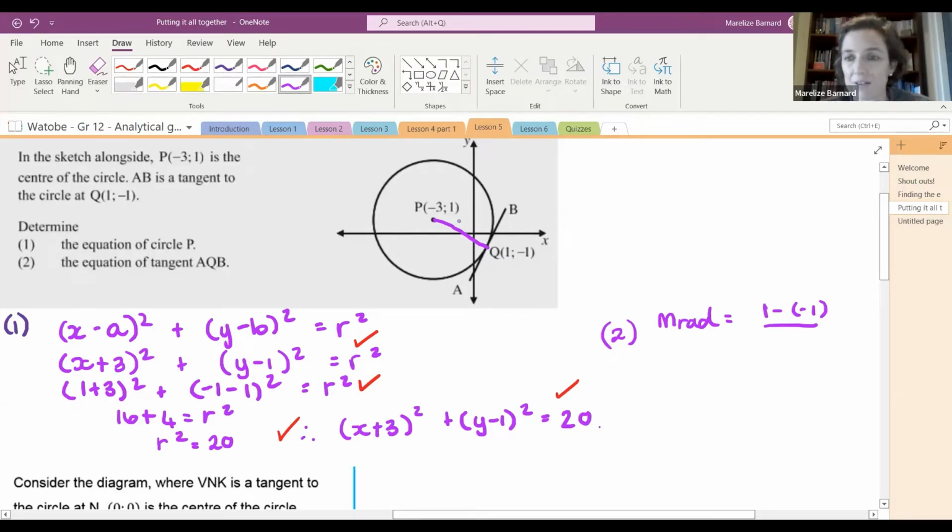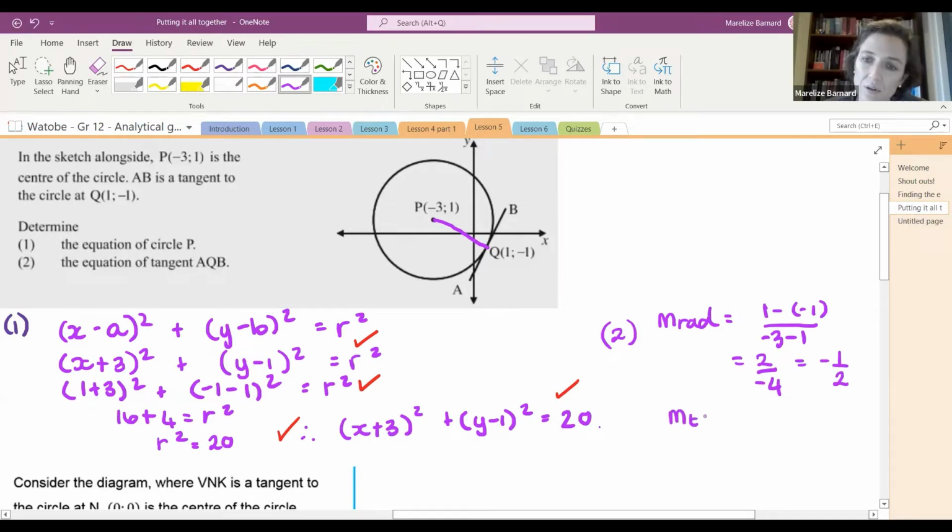Okay, so back to the gradient of the radius, 1 minus 1 over minus 3 minus 1, that's minus 2 over minus 4, wait, that is 2 over minus 4, so that is negative a half.